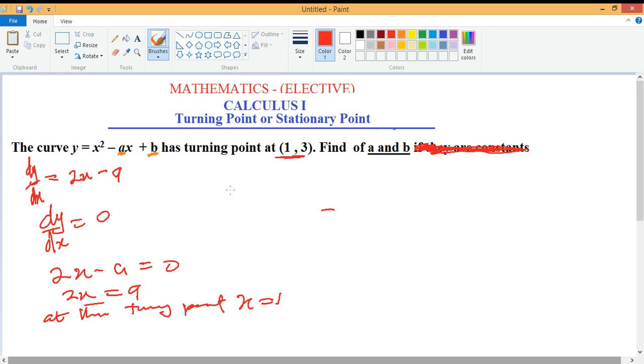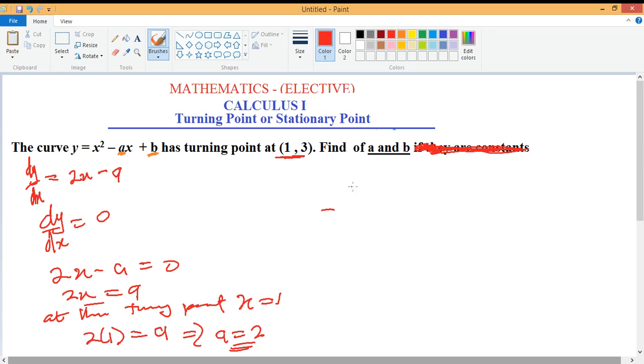Because the turning point is (1, 3), at the turning point x is equal to 1. So we can slot in the 1. Sorry, it is 2 multiplied by 1. 2 times 1 is equal to a. That implies our a is equal to 2. So we have solved for a.